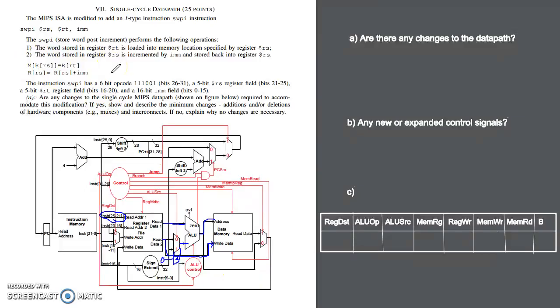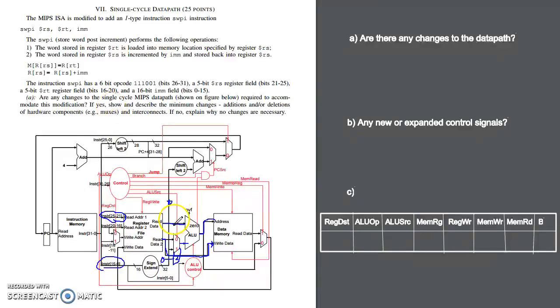What's the second part asking? It's asking us to take the word at RS and add it with our 16-bit immediate value. So we'll have our immediate value. It goes through the sign extender, so now it's 32 bits. Let me just clean that up a little bit. Okay, so we take this 32-bit immediate value, and then we're going to want to add it with RS.